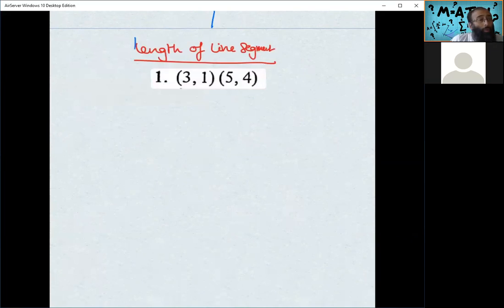Okay, length of line segment. I don't know what that little blue line is. I think I cut that out from the original image. So I'm going to give you now a little bit of a demonstration of what exactly we are talking about.